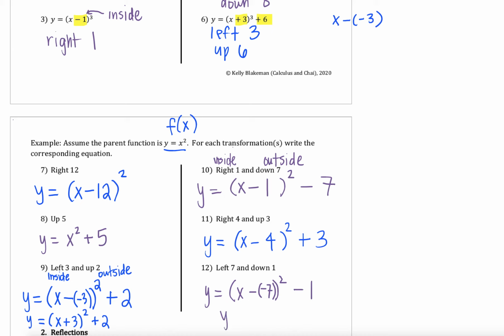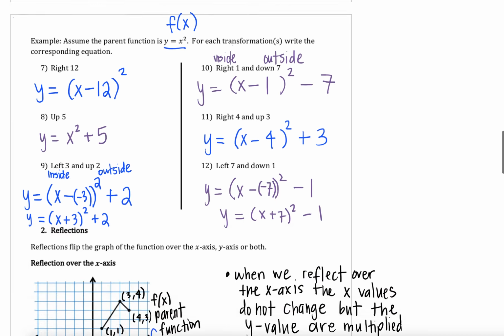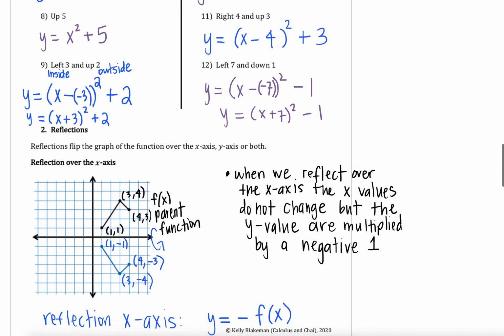Of course, just like before, we could rewrite this as x plus 7, the entire thing squared, minus 1. And it would be a good habit to start simplifying your answers where instead of writing the double negatives, we just write it as x plus that number. So far we've looked at shifts, both vertical and horizontal shift. Our next type of transformation we're going to look at is reflections.